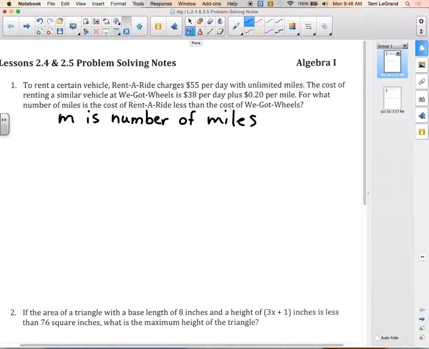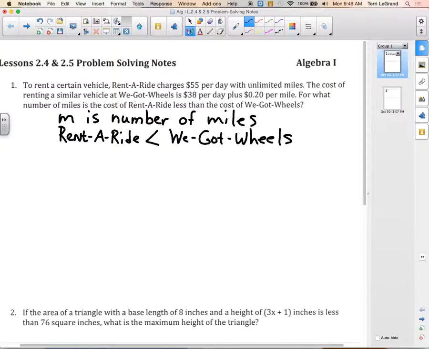And what we want is the cost for Rent a Ride to be less than the cost for We Got Wheels. Right? Sometimes it's just useful to write things out in words first, and then you can replace that with your algebraic statements that will help you get what they're asking you for. So we're going to let M be the number of miles because that's what they want. For what number of miles does Rent a Ride have to cost less than We Got Wheels? We want to know when that will be.